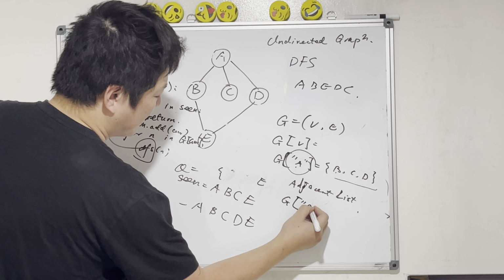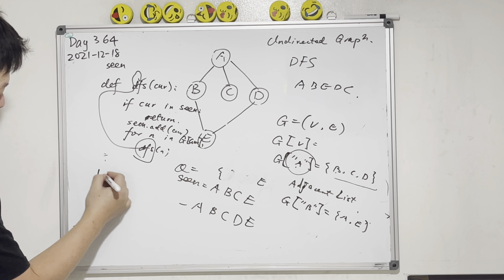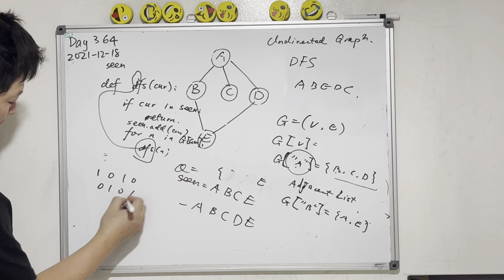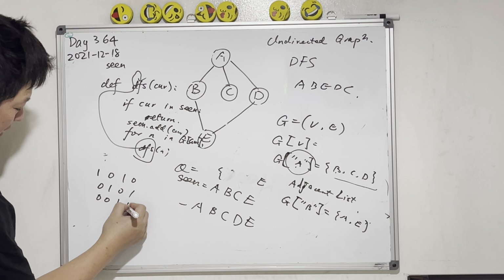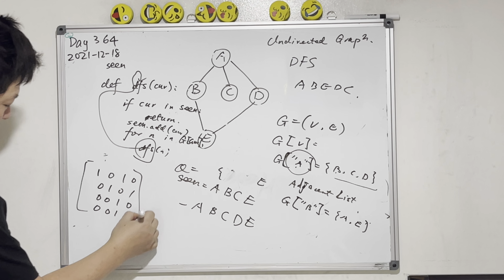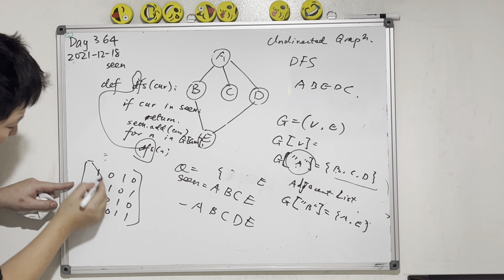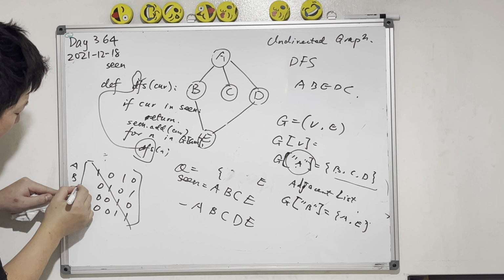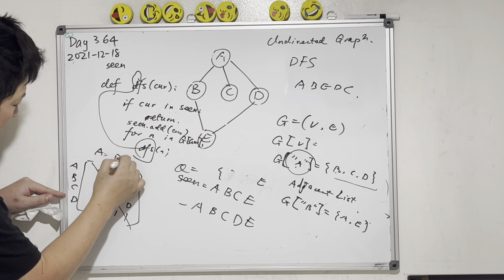This is the adjacency list. The adjacency matrix is different, right? The adjacency matrix is a matrix. So if you have a matrix 1 0 1 0, 0 1 0 1, 0 0 1 0, 0 0 1 1. Okay, this is the adjacency matrix. What does it mean? Look, this diagonal is always 1. You can say this is A, B, C, D, and then this is A, B, C, D.